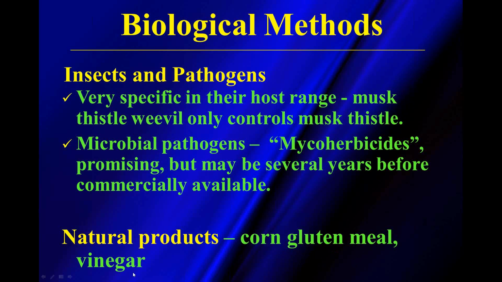Natural products: corn gluten meal and vinegar. Let's talk about vinegar. First of all, vinegar in a 5 to 20% solution is pretty good for burning back vegetation, much like if you spilled some gasoline on the lawn, that you have died out dead tissue temporarily, but the plants will come back, generally speaking. Vinegar is much the same way. Essentially, you're talking about acetic acid here, which burns off the cuticle or waxy coating on the leaves, causing them to dry out. But again, it's ineffective for perennial weeds, because the perennial weeds will come back.